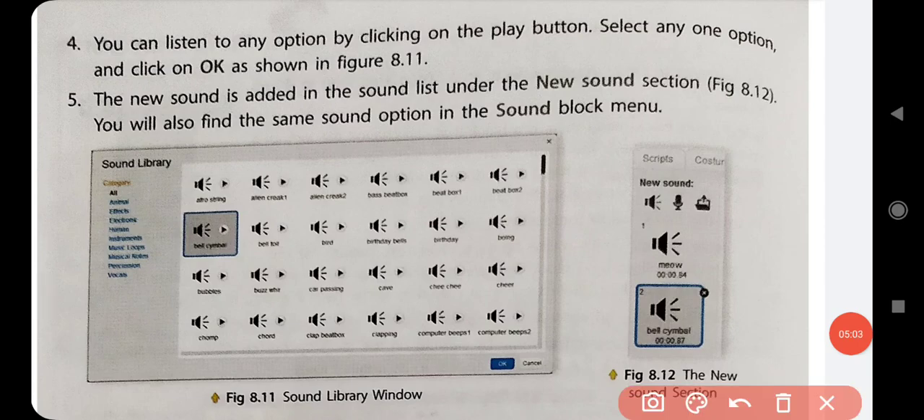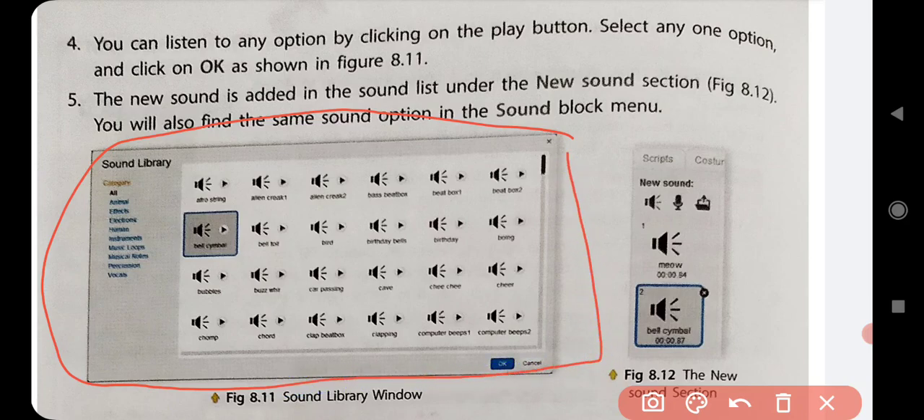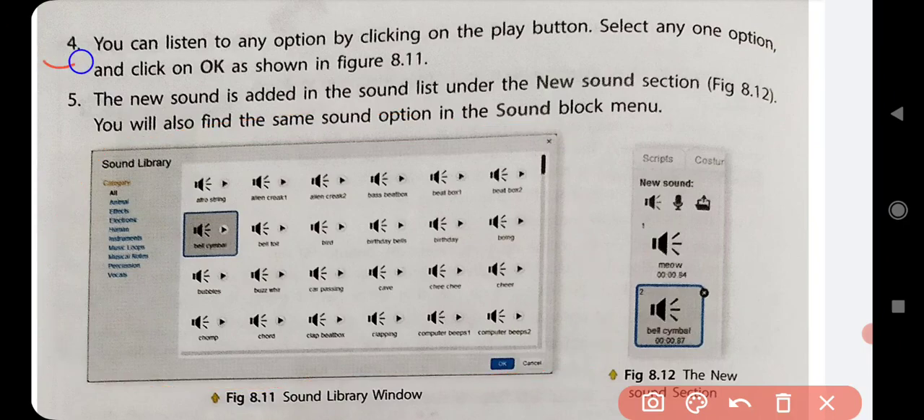So see, in the fourth step, when we click on the first button, choose sound from library, this window appears on the screen. This window is the sound library. This window should appear on the Scratch window screen. After that, what you will do? See here, the fourth point.